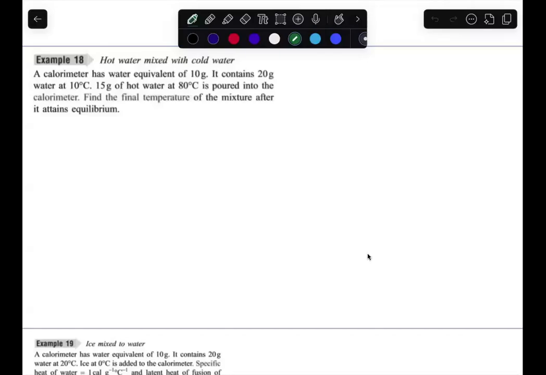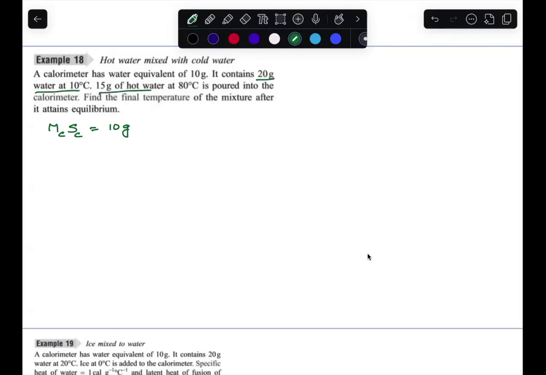In continuation to the theory which I have given for calorimetry, here we are proceeding for some numericals. Hot water mixed with cold water is our concept. You have a calorimeter whose water equivalent, which means mass of calorimeter into specific heat of calorimeter, is expressed as 10 gram, no issues.